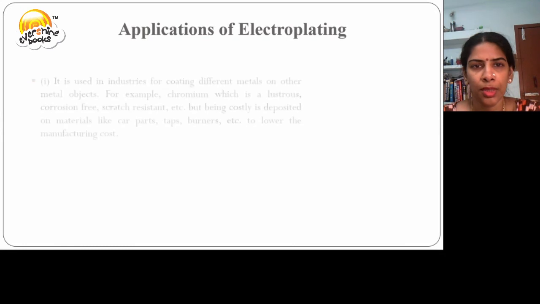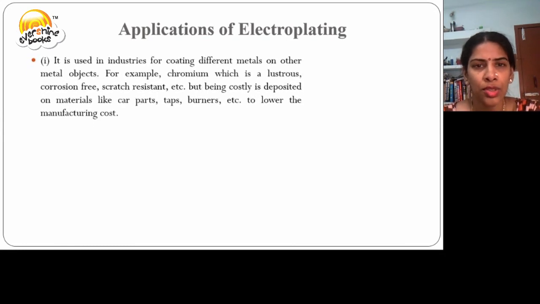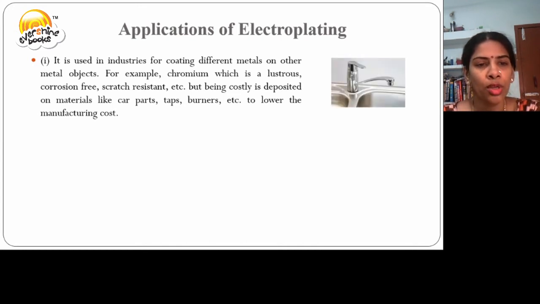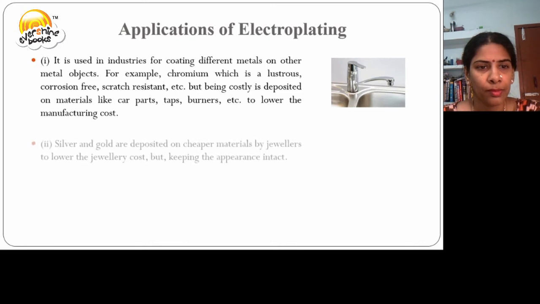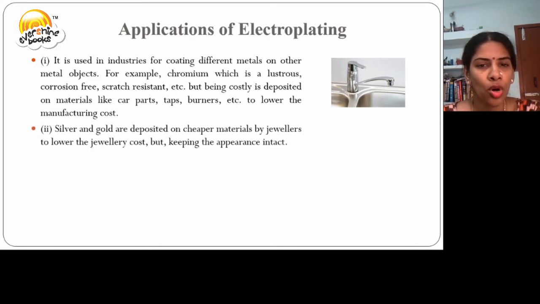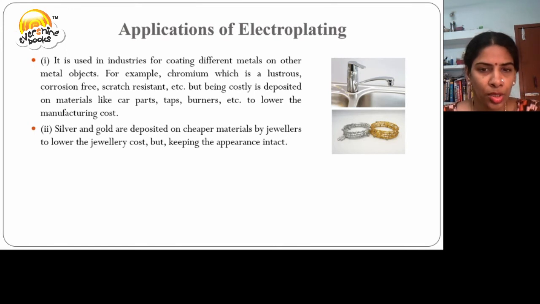Applications of electroplating. It is used in industries for coating different metals on other metal objects, such as chromium, which is lustrous, that is shiny, corrosion free, scratch resistant, etc. But being costly, it is deposited on materials like car parts, taps, burners, etc. to lower the manufacturing cost. Silver and gold are deposited on cheaper materials by jewelers to lower the jewelry cost, but keeping the appearance intact.